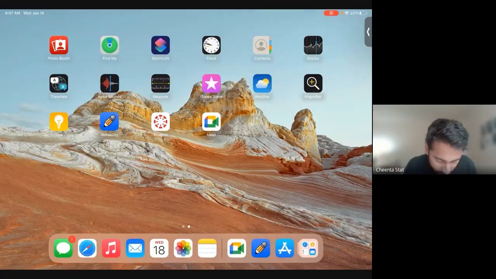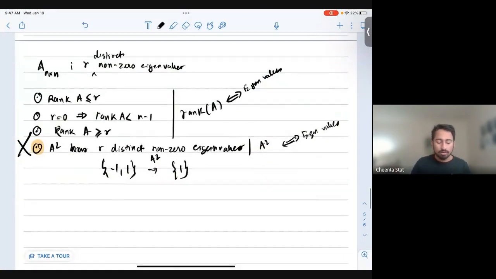So, okay, what is the relationship between rank and eigenvalues? What is the relationship between rank and eigenvalues?